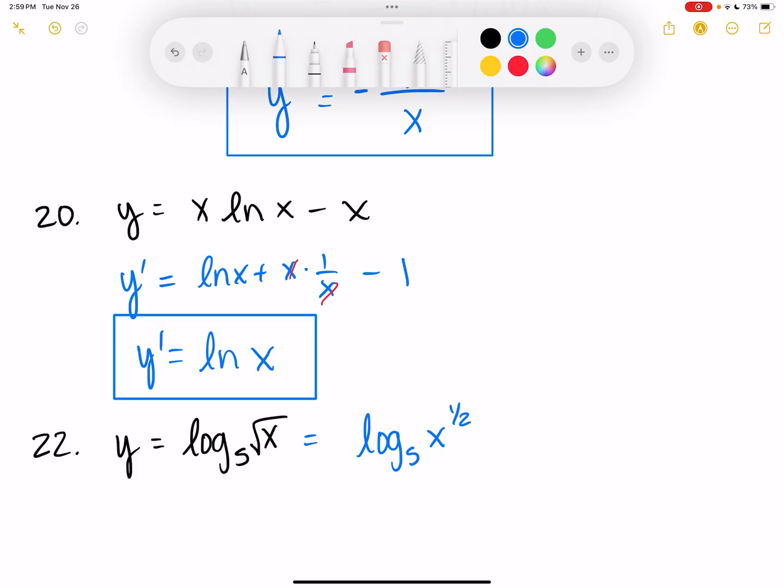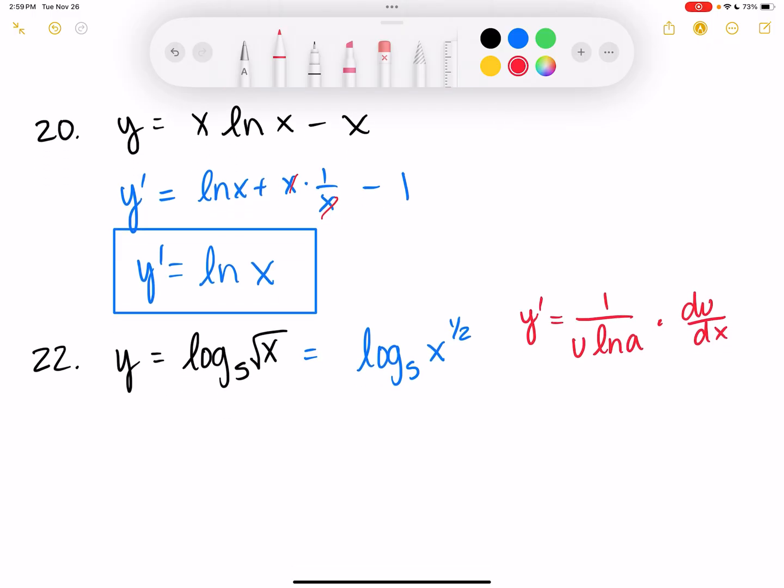So this is basically the chain rule of this. I'm going to write this one because this one's always the one that I feel like people, including myself, struggle with the most: 1 over u ln of a, where a is the base, times du dx. So u is this stuff that's in here. So this is going to be 1 over x to the 1/2 times the ln of the base, so ln of 5, times the derivative of u.